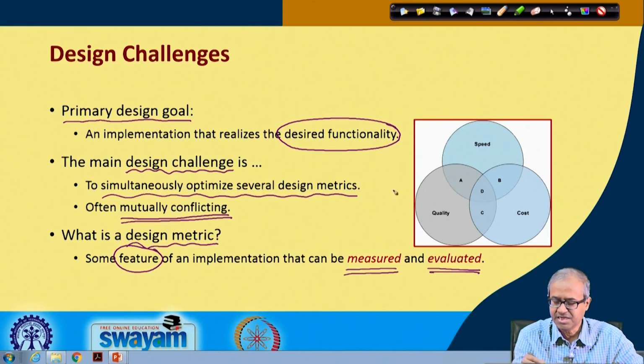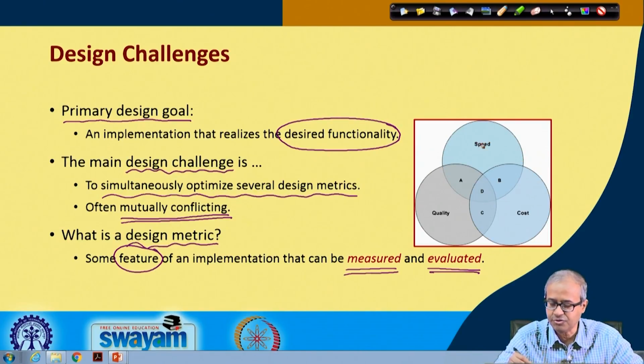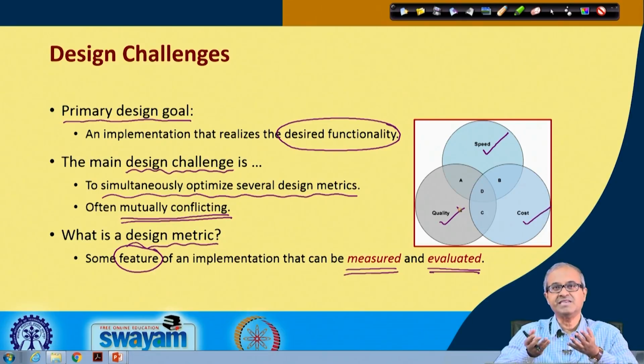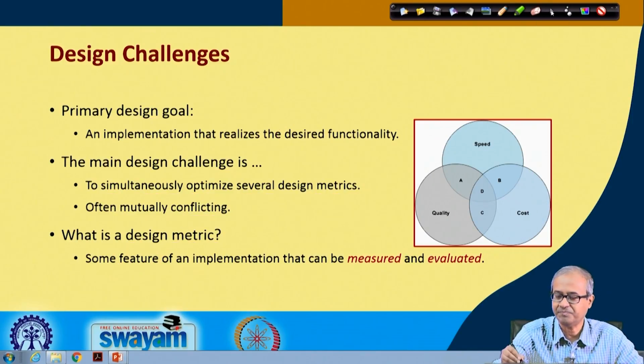You see, here I have given a small example where these three circles refer to three parameters or design metrics: speed, cost and quality. Well, in most designs we want to improve on all these three, but as I had said, these three are often mutually conflicting. If you try to reduce the cost, you will be sacrificing on the speed and quality and so on. Okay? All right.